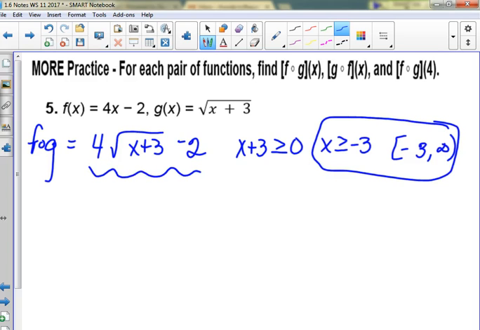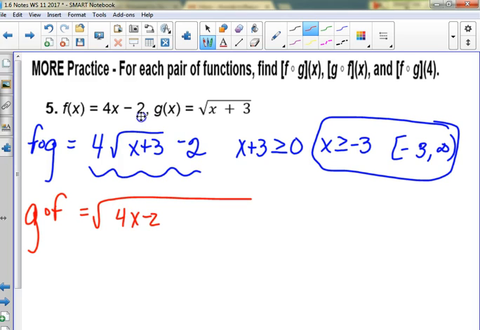And this is the mess. All right. This means f into g. So we have the square root of 4x minus 2 went in here, but there's a plus 3 on the back. So now what?